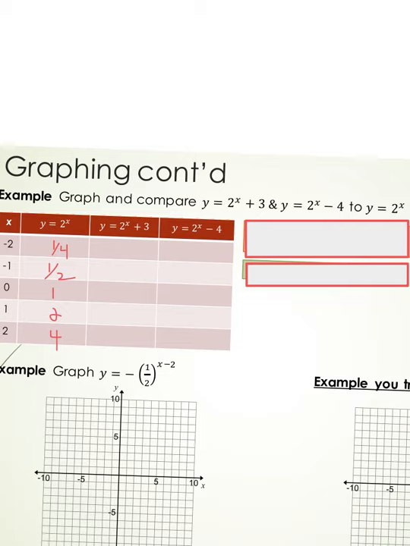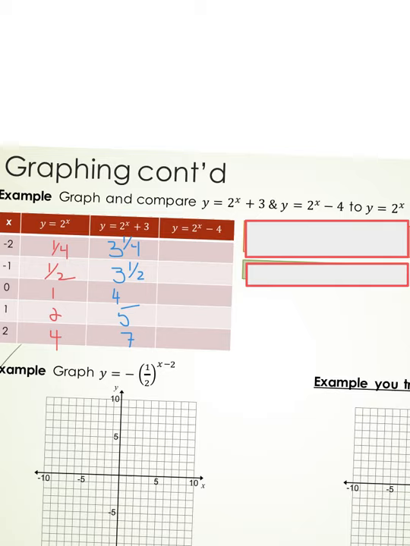And let's fill in the rest of our xy tables. We know that we're still going to have 2 to the x power. We're just going to add whatever the y value was from the previous column to the 3. So 1/4 plus 3 is 3 and 1/4. The next one is 3 and 1/2, and then 4, and then 5, and then 7.